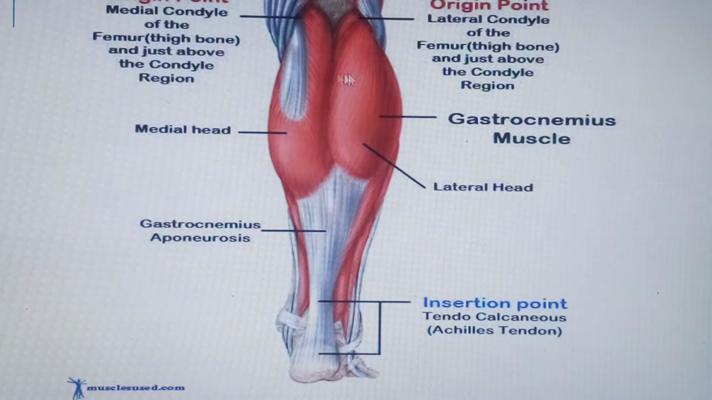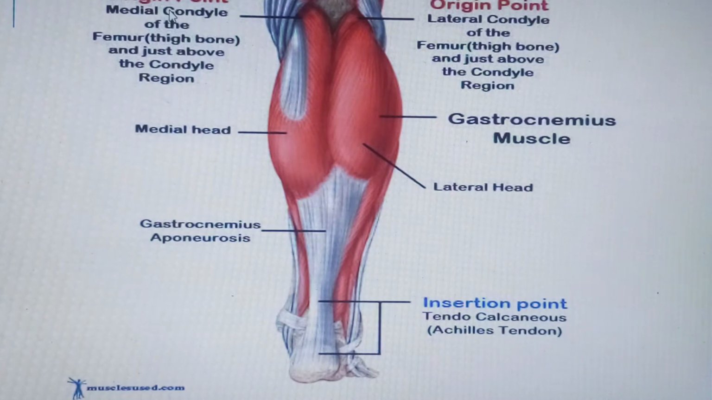You can see it has two heads. Where the medial malleolus is, this side is medial and this is lateral. So there is going to be a medial head and a lateral head, together joining to form a common belly, and of course inserting into the calcaneal bone via the Achilles tendon.